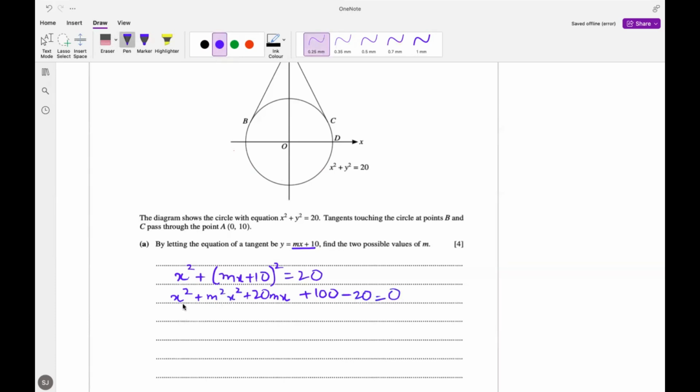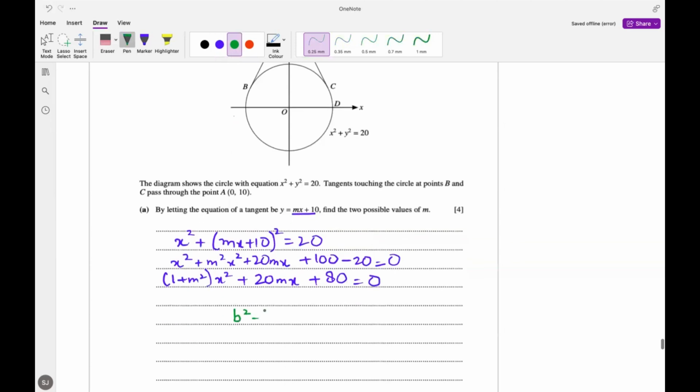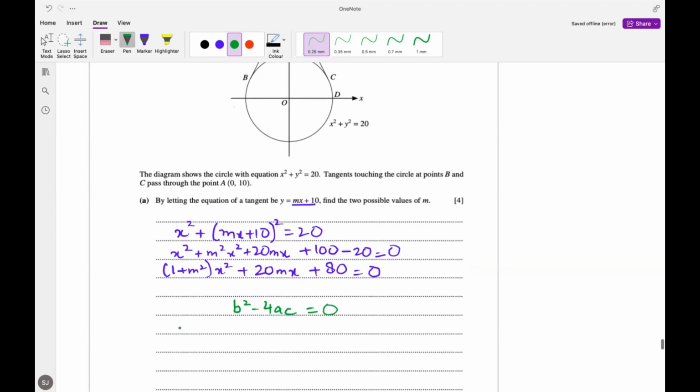Now taking x squared common, we'll get 1 plus m squared as the coefficient of x squared, the coefficient of x is 20m, and the constant term will be 80. Applying b squared minus 4ac, and as the lines are tangents, it will be equal to 0. So b is 20m over here, so we'll write (20m) whole squared minus 4 into a, which is 1 plus m squared, times c, which is 80, equals 0.